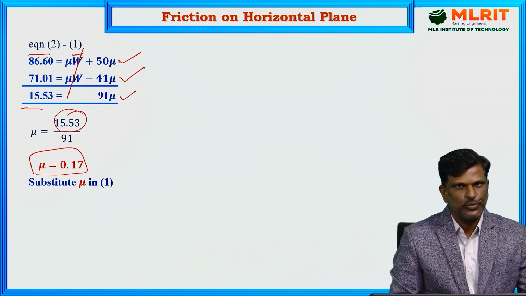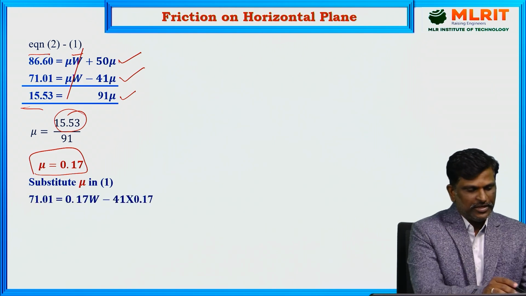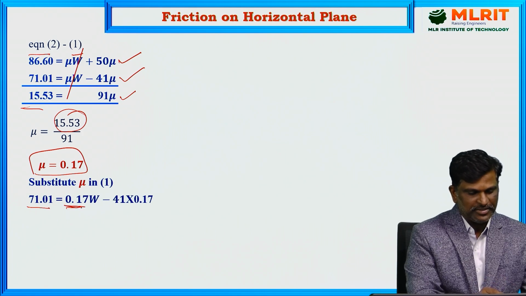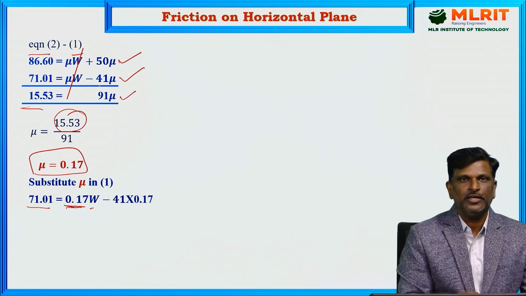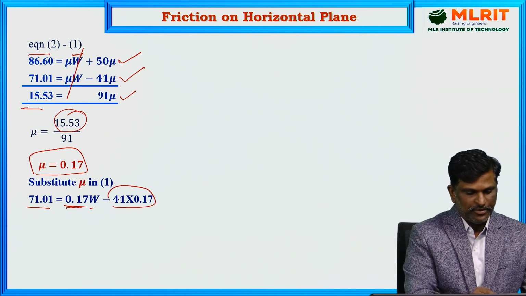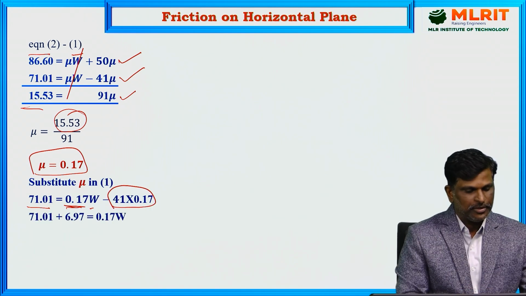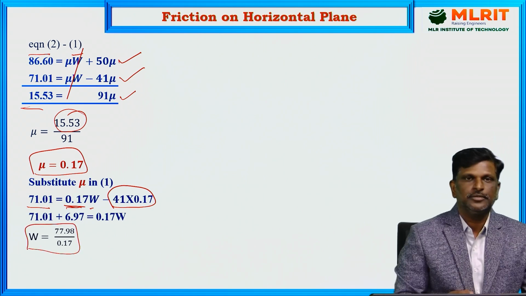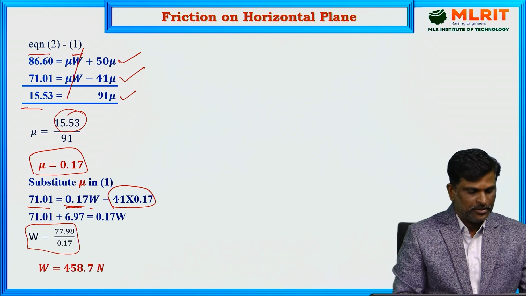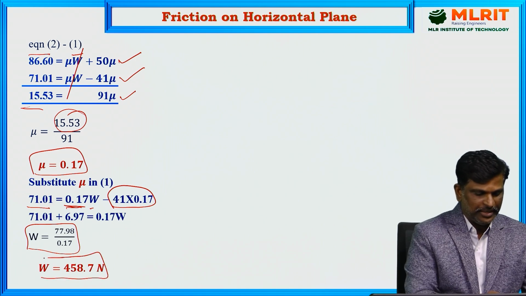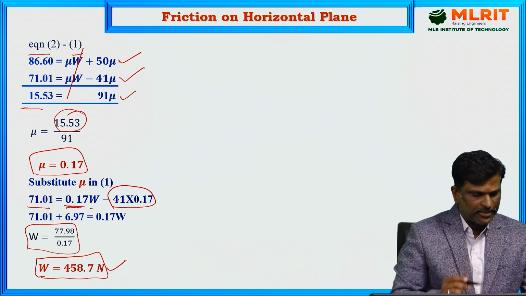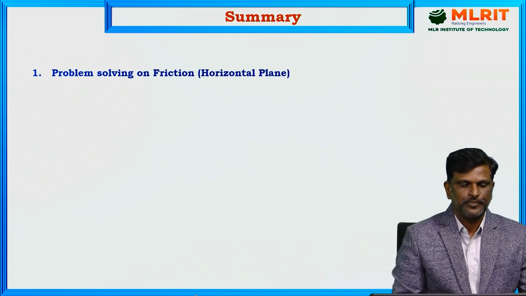Now substitute the mu value in any one of the equations. Let us substitute in equation number 1. 71.01 is equal to mu into W minus 41 mu. Mu is 0.17, so 41 into 0.17. By solving this equation, we can calculate W. So the weight of the block in this problem is 458.7 newtons. Like this, we can solve problems on friction when the body is resting on a horizontal plane.